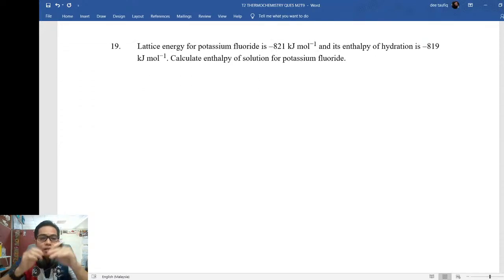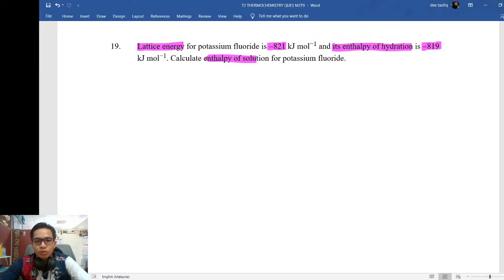Number 19, it says lattice energy for potassium fluoride is negative 821. So saya highlight dekat sini. Dia negative 821. Okay. And then enthalpy of hydration is negative 819. So ini untuk enthalpy of hydration. Jadi lattice. Okay. Calculate enthalpy of solution.